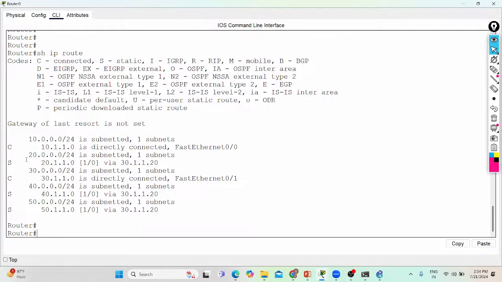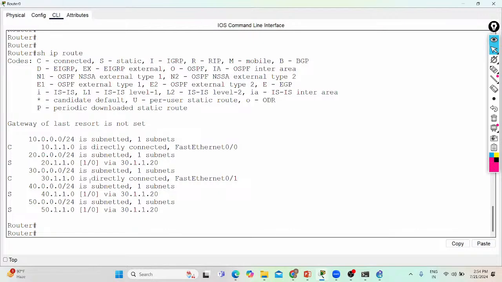If you see, 10 and 30 are connected, meaning directly connected. Whereas the 20 network, 40 network and 50 network are manually added to the routing table with the help of static routing. And this 1/0 is nothing but: 1 is an AD value, which determines the trustworthiness of a route. The lower the AD value, the more trustworthy the route. By default, if we talk about routing protocols, it is the most secure protocol because here we are manually configuring the routes.